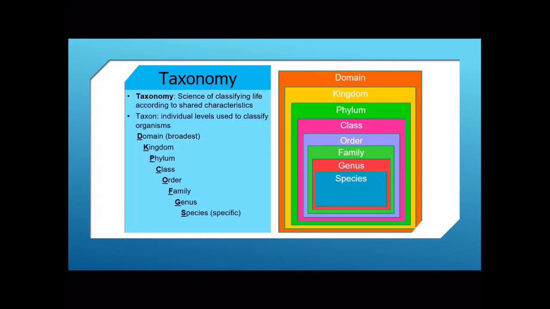So taxonomy, that is going from your domain, your largest, you can see the box there, all the way down to a very specific species. Domain's the broadest, down to species. Now here's a video from another teacher that explains how we go from this large domain all the way down to a specific type of animal or plant.